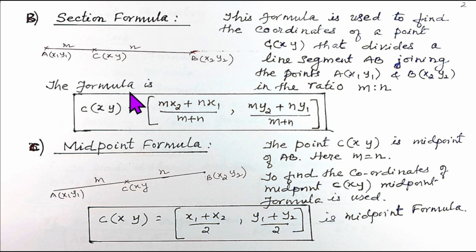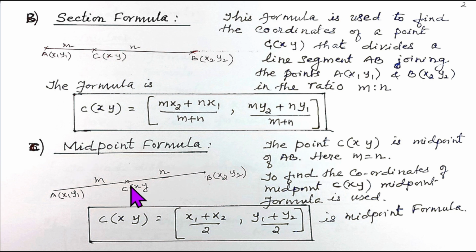And the section formula is: the coordinates of the point C(x, y) are equal to (mx2 plus nx1) divided by (m plus n), comma, (my2 plus ny1) divided by (m plus n). That means (mx2 plus nx1) divided by (m plus n), then (my2 plus ny1) divided by (m plus n), and this is the section formula. So please remember that. Now then we have another important formula, that is the midpoint formula.